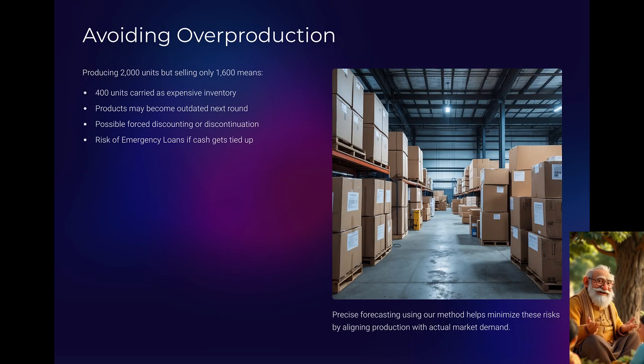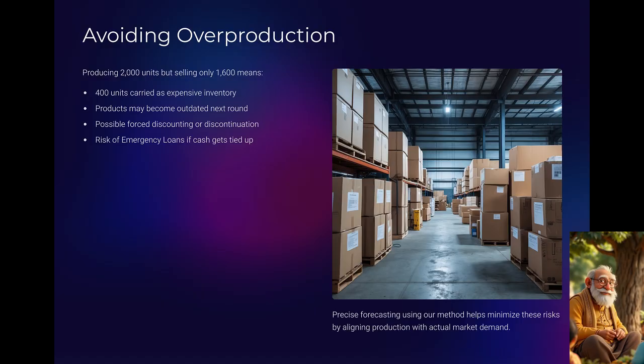Part 6, Avoiding Overproduction. What happens if you produce 2,000 units but only sell 1,600? You'll carry 400 units as inventory. That's expensive, especially if the product becomes outdated next round. You may be forced to discount it or even discontinue it.